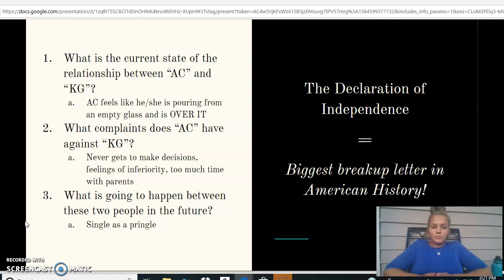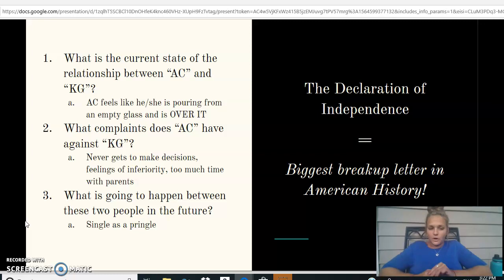Number 2, what complaints does AC have against KG? So obviously pause. Let a few students answer. This one really just takes going back to look at the letter and see what's listed out. The right answer would be they never get to make decisions. AC doesn't feel like she gets to make decisions, has feelings of inferiority, spends too much time with KG's parents, etc.